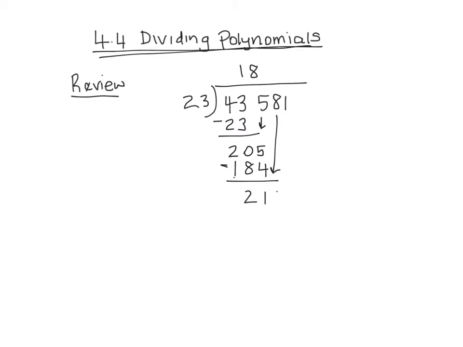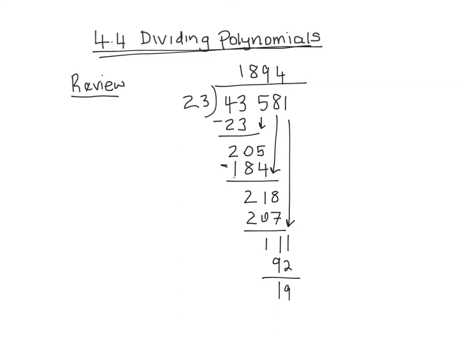Bring the 8 down. So then I'm going to go 9 times. So I get 207. Subtract. So here I get 1, 1. Bring the 1 down. So I have 111. So I can go 4 times to get 92. And the difference is going to be 19.